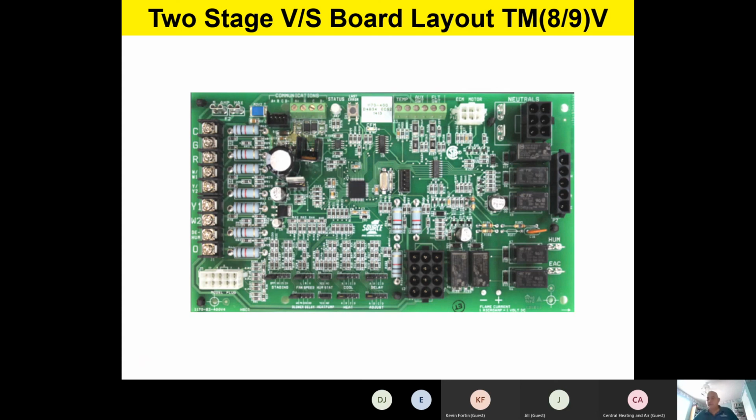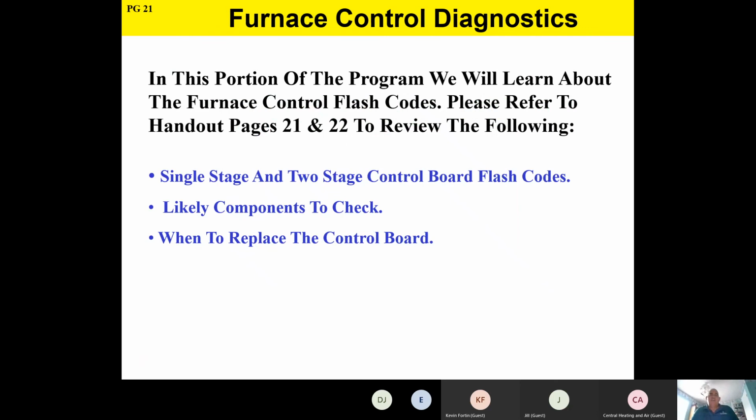All right, team, I'll tell you what then. Let's go ahead and talk a little bit about some flash code diagnostics. Let's do a few together as we talk through this. Now, it should be noted, in your handouts you're going to have a couple pages, page number 21 and 22. Page number 21 will be for single stage furnace control flash codes. Page number 22 will be for two-stage furnace control flash codes.